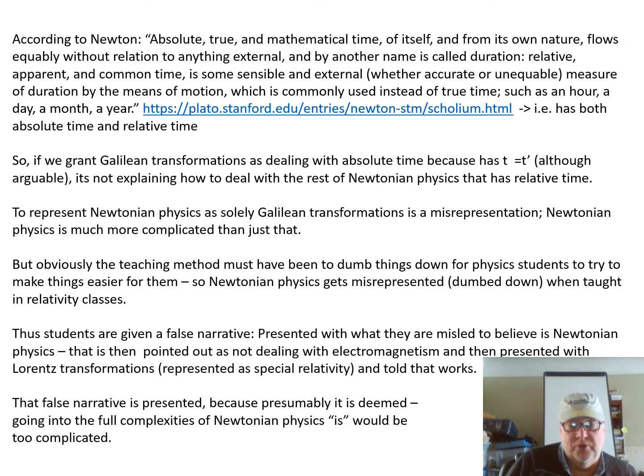So this is what Newton says. Absolute, true and mathematical time of itself and from its own nature flows equally without relation to anything external, and by another name is called duration. Relative, apparent and common time is some sensible and external, whether accurate or unequable, measure of duration by means of motion, which is commonly used instead of true time, such as an hour, a day, a month, a year. So he's got both absolute time and relative time.